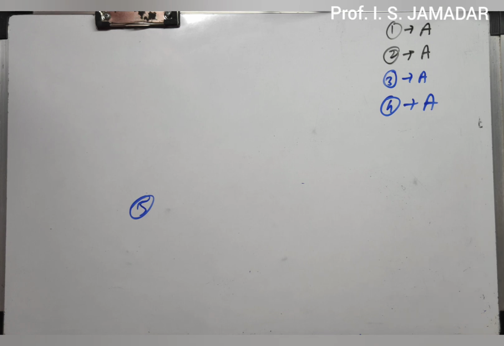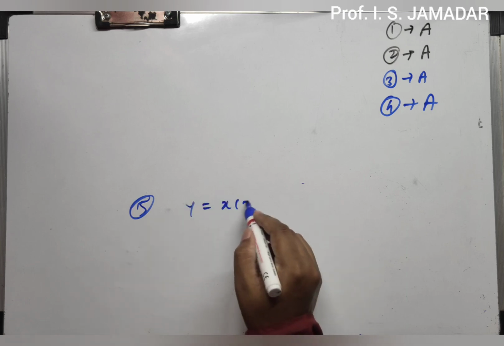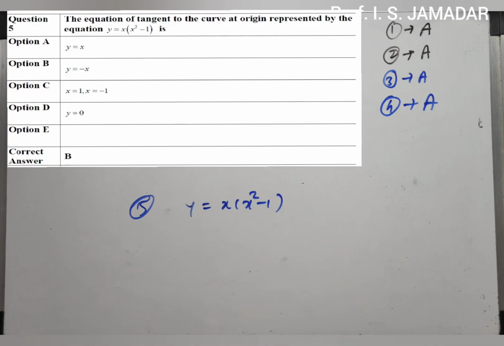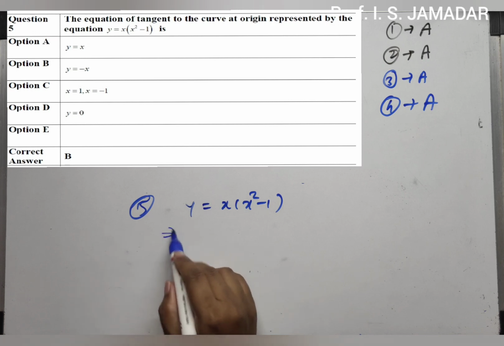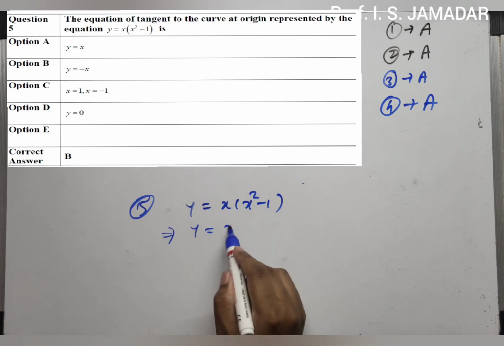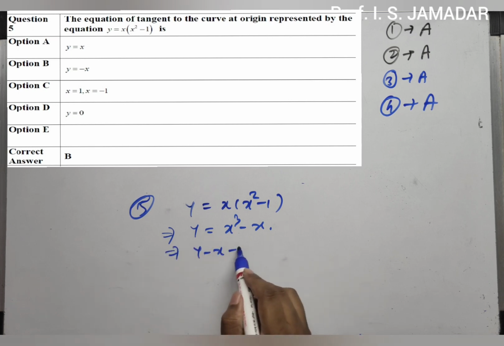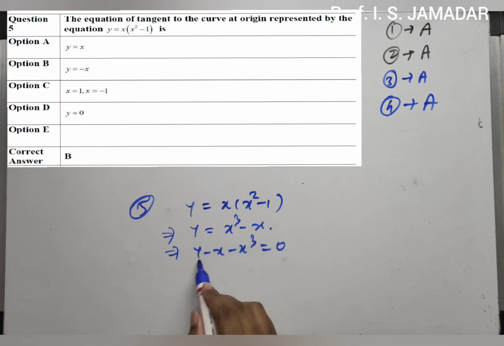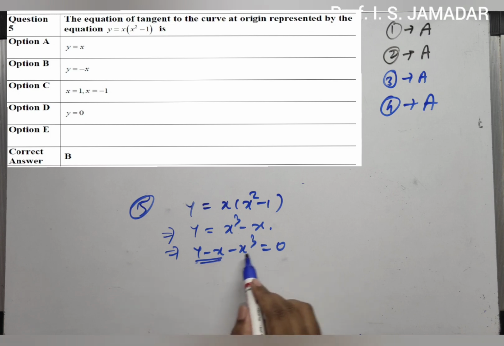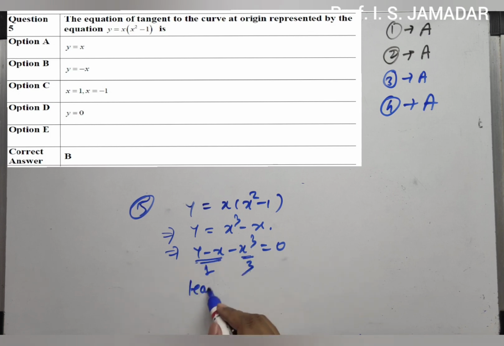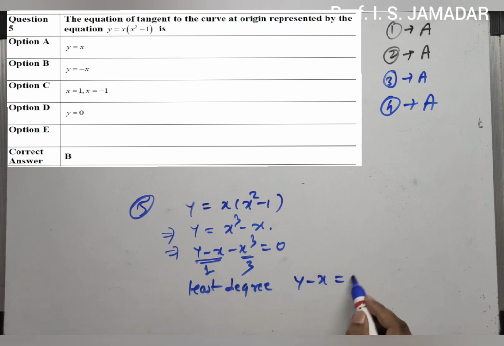The equation of tangent to the curve at origin represented by y equal to x into x² minus 1. First of all expand this, y is equal to x³ minus x. So that is y minus x³ equal to 0. This is degree 1, this is degree 3. So the least degree term is y minus x, equating it to 0. So it gives you y equal to x.